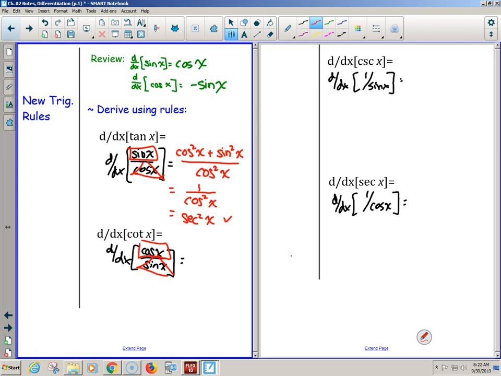Tangent of theta, tangent of x, tangent of t, tangent of whatever. Just careful, I'm not saying tangent of 2x. I'm not saying tangent of 3 theta. Just tangent of x is secant squared of x.